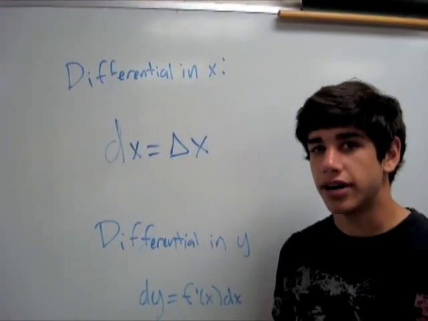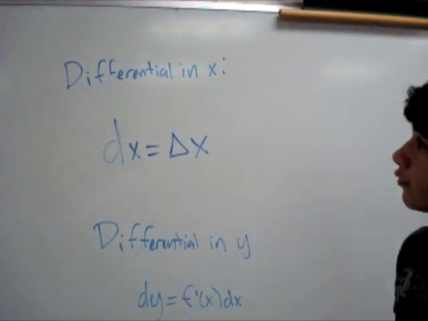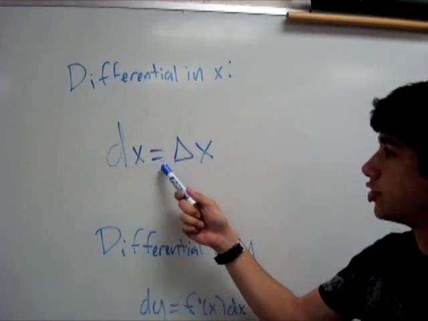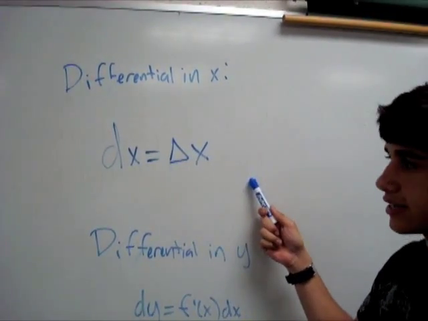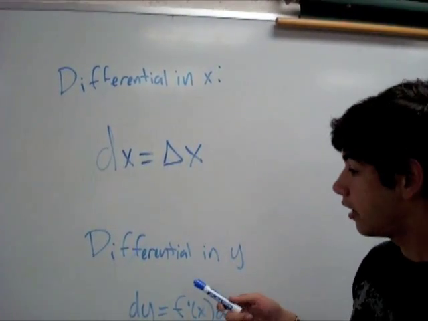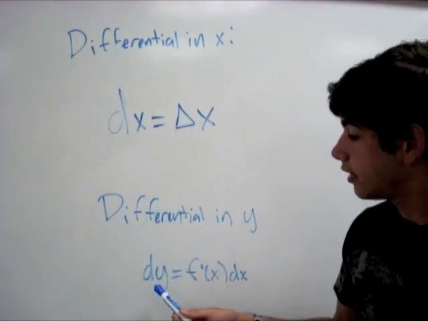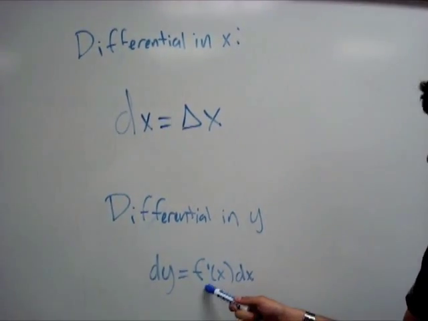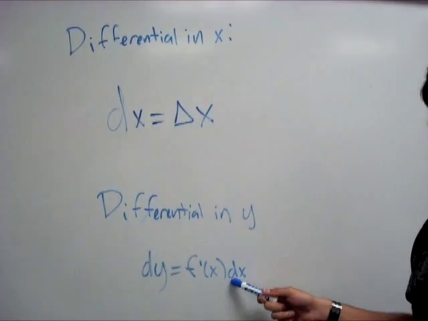A pretty straightforward process is the differential. If we're trying to find the differential in x, it is the change in x as it moves across the x-axis. Pretty straightforward. If we're looking at the differential in y, it's equal to the first derivative of the function with respect to x.